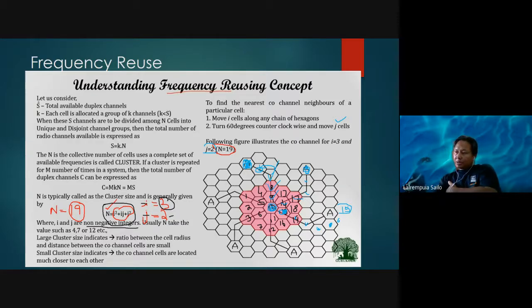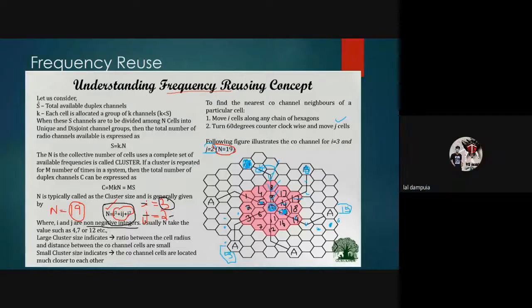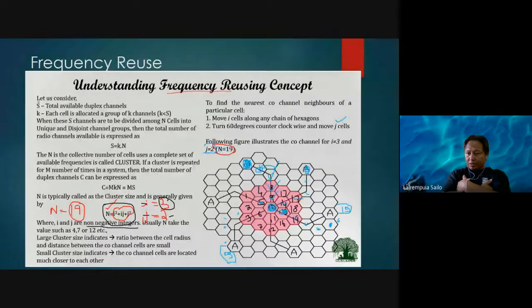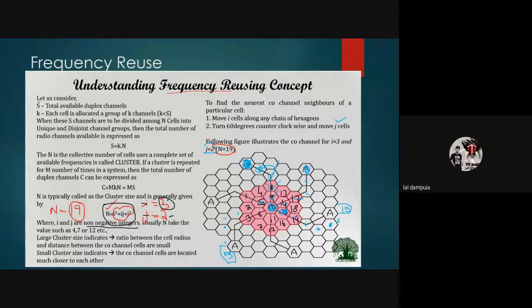Like this, we can calculate the cell. Okay, let's count this one. Cell 5. 1, 2, 3. Turn 60 degrees. 1, 2. Maybe somewhere around here. Okay, then here we have the 5th replica. Is it clear, this one? Any question? I think that's clear, sir. Any question? No, sir.